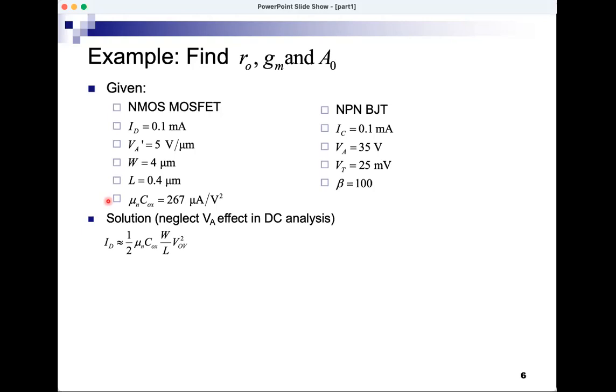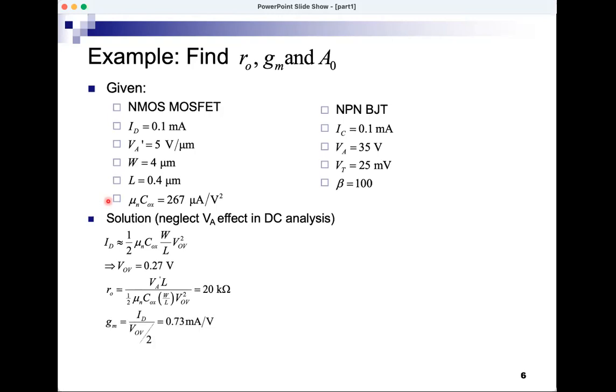K prime is mu N C oxide, and I have the value of that. I have W, I have L. I know ID, then I can find VOV, and it will be 0.27 volt. So now I have VOV. I can find RO, VA prime times L, that's VA. RO is VA over half K VOV squared. So half K is half mu N C oxide W over L VOV squared. I have all these values now, and I can find RO, it is 20K. So that's RO.